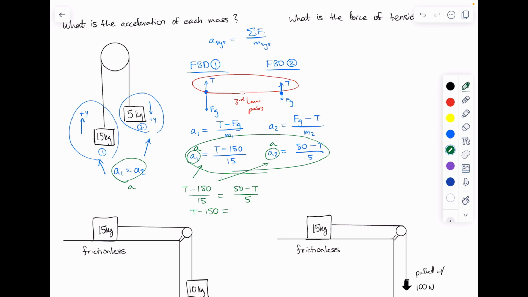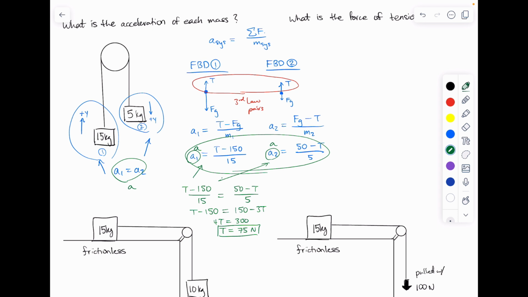I'm going to get 150 minus 3T. Then this will become 4T equals 300. That means that T equals 75 newtons. Cool.